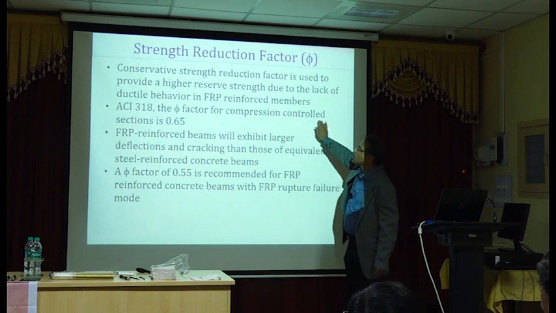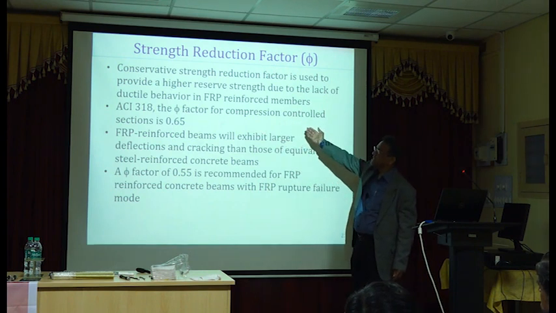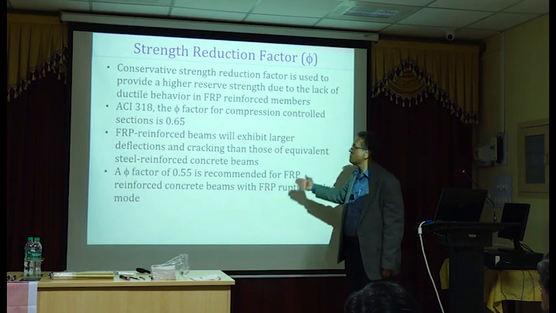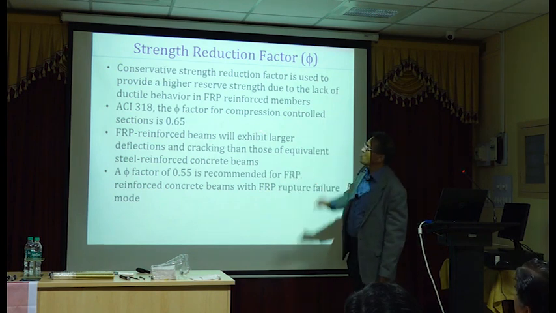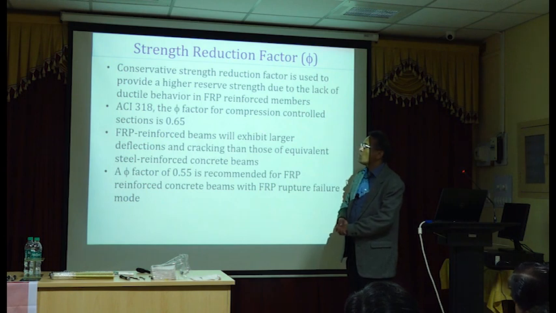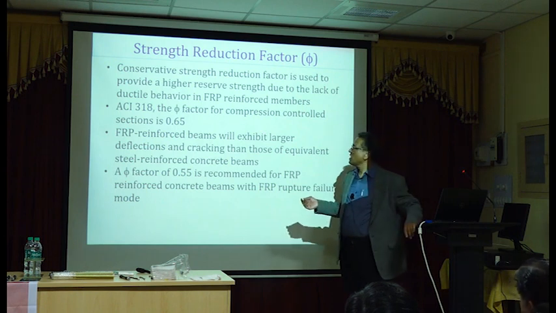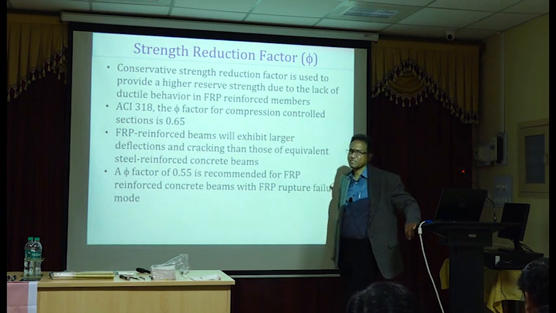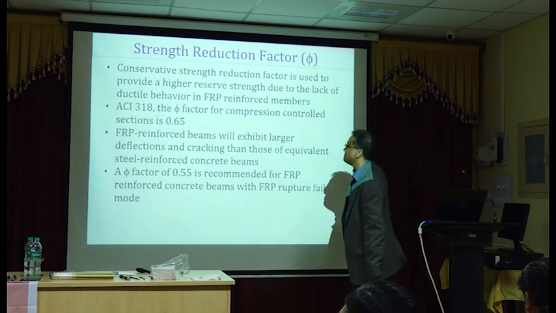So for compression controlled sections, ACI uses 0.65. FRP will be designed as an over reinforced section, and therefore for FRP reinforced beams, we will use phi equals 0.65. Does it make sense? It's making a connection, right?